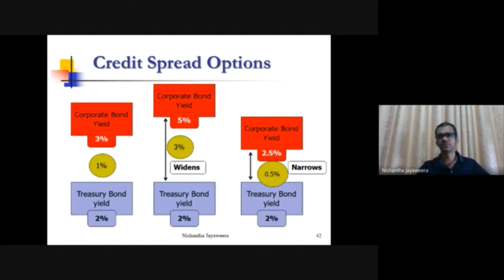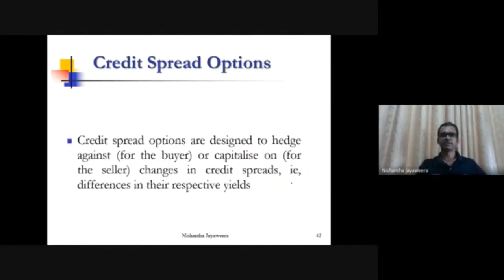So what matters here is the spread. To make it simple, I kept the treasury bond yield constant, but it is not necessary. Even the yield can change, in both products, the corporate bond and the treasury, and with that the spread also changes. If the spread increases, we call it spread widens. If the spread decreases, we call it spread narrows.